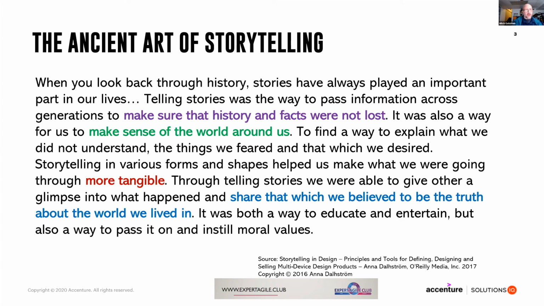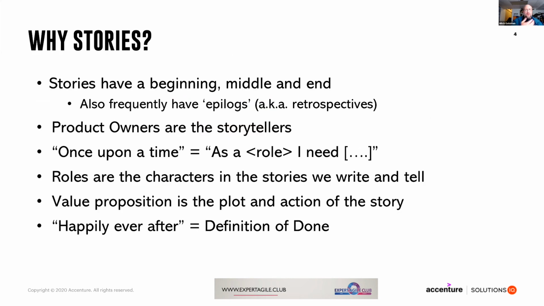agile product management organization. And this is actually from a great book by Anna Dahlstrom, Storytelling in Design, Principles and Tools for Defining, Designing, and Selling Multi-Device Design Products. It's a very general work, but it has a lot of applicability because of the structure of stories. So why do we even talk in the language of stories? The term user story was originated with the XP, Extreme Programming Revolution in the 90s.